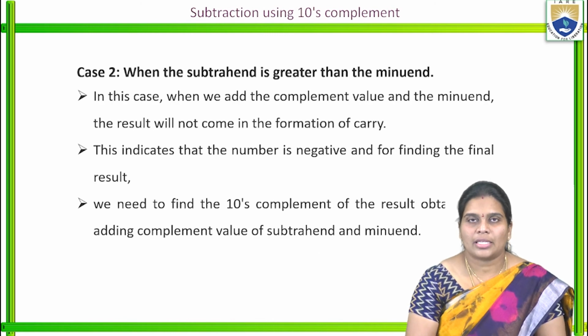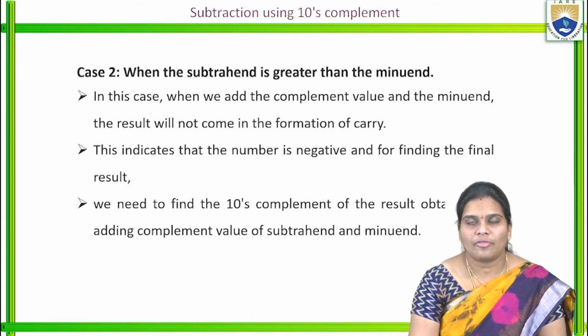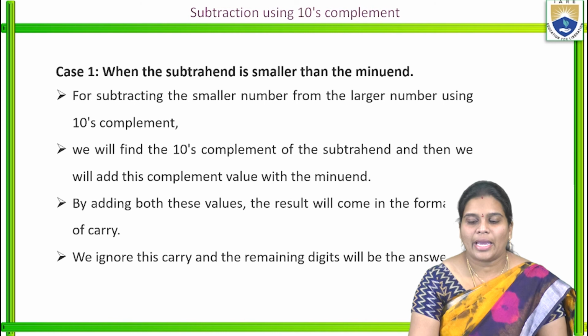In the second case, when we have the smaller number minus larger number, whatever number they give, apply the 10's complement of that particular number and add the two values. Again we get one resultant value. In this resultant value we are not having any carry, so again we apply the 10's complement of that one. That value is the negative of that number. Okay, so see the example.